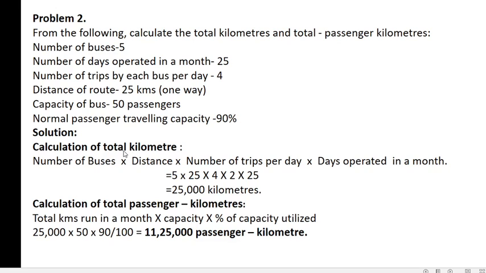We go to the solution. Calculation of total kilometer. Number of buses into distance into number of trips per day into days operated in month. Number of buses is 5. The distance is 25 kilometers one way. Number of trips per day 4. Assuming it is a round trip, 4 into 2. Number of days operated in month is 25. The total kilometers we have found out is 25,000 kilometers. Now we move to the calculation of total passenger kilometer.